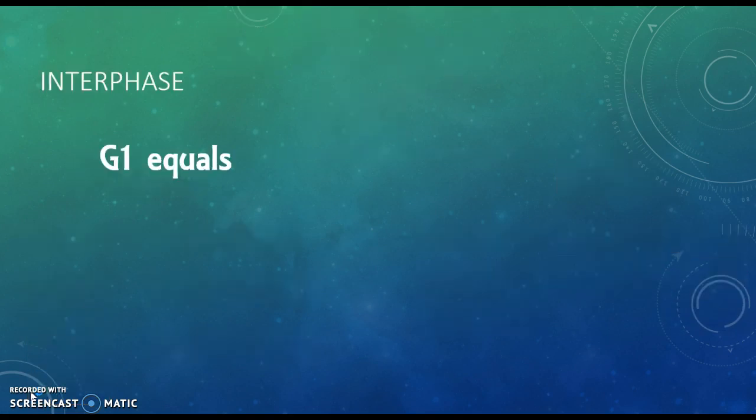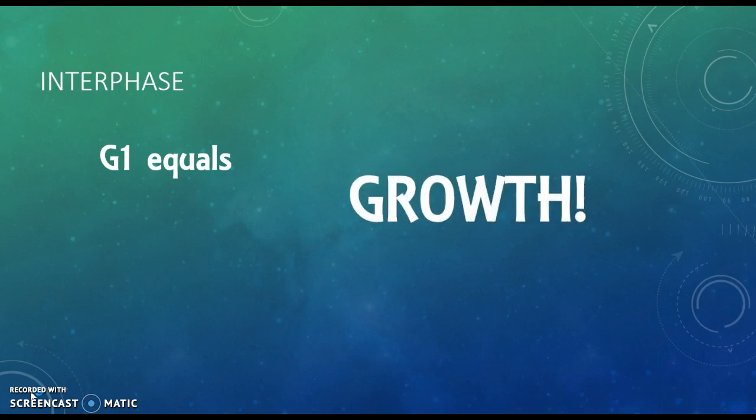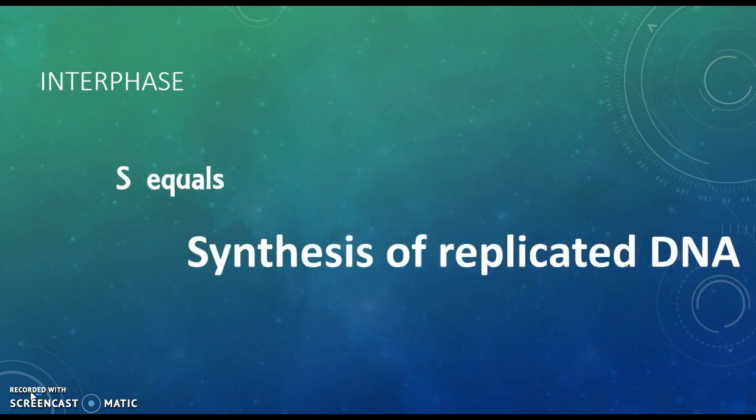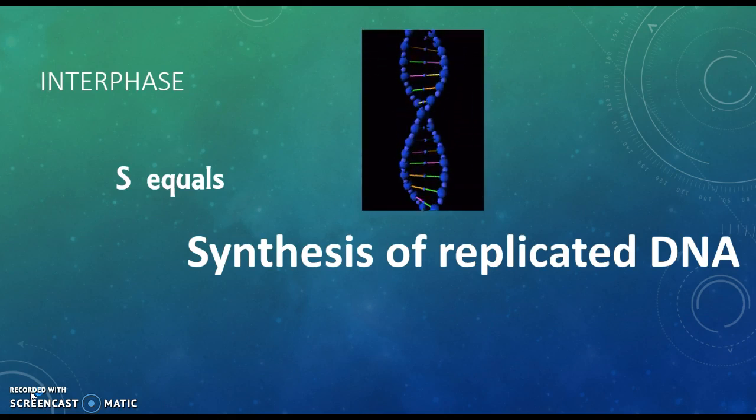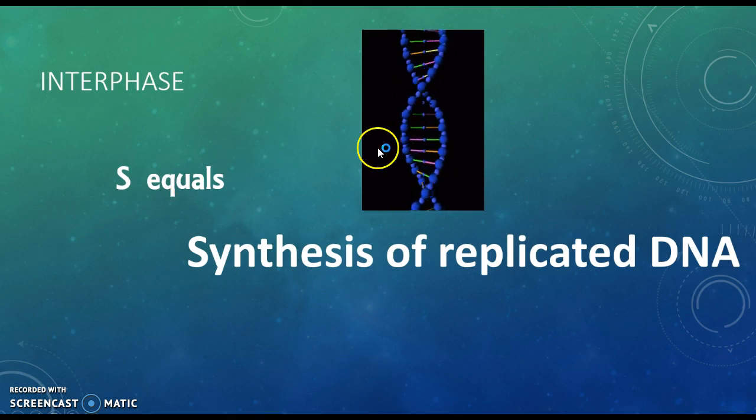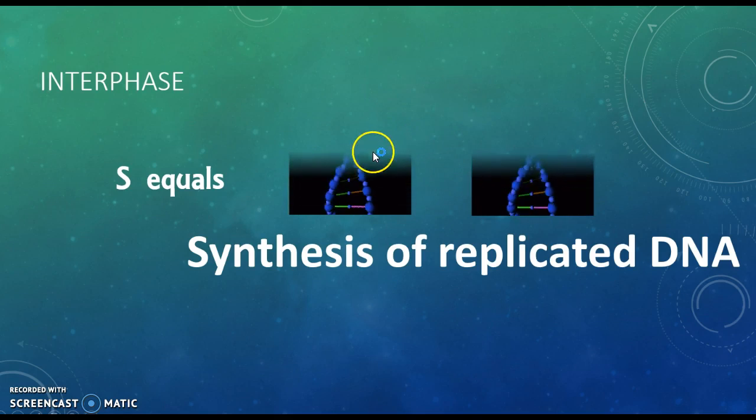In interphase, G1 equals growth. This is when the cell begins to grow and carry out its basic functions, such as synthesizing proteins or acting as a skin cell, secreting out sweat or other oils. During S phase, this is when the cell starts to prepare for mitosis. This is when it synthesizes replicated DNA. It's when it takes one strand of DNA, like so, and changes it into two.